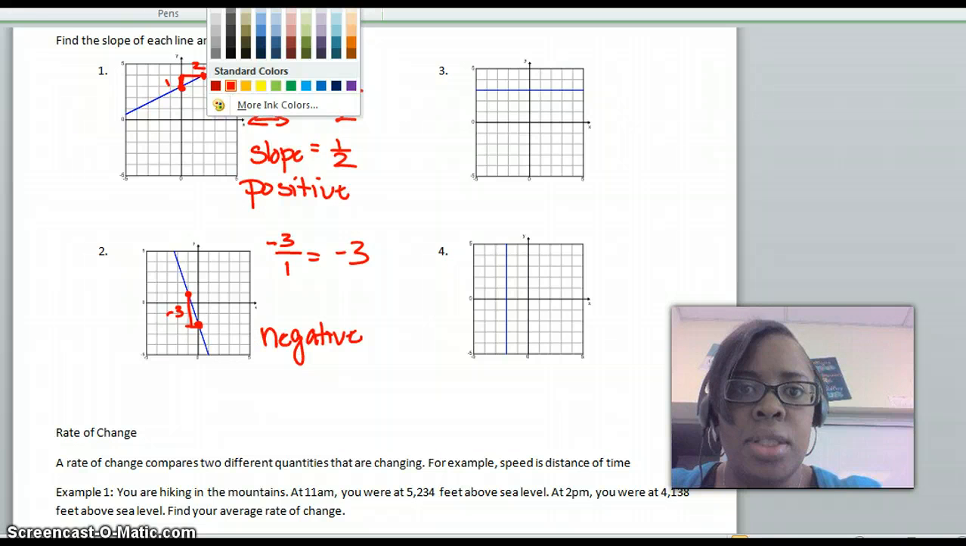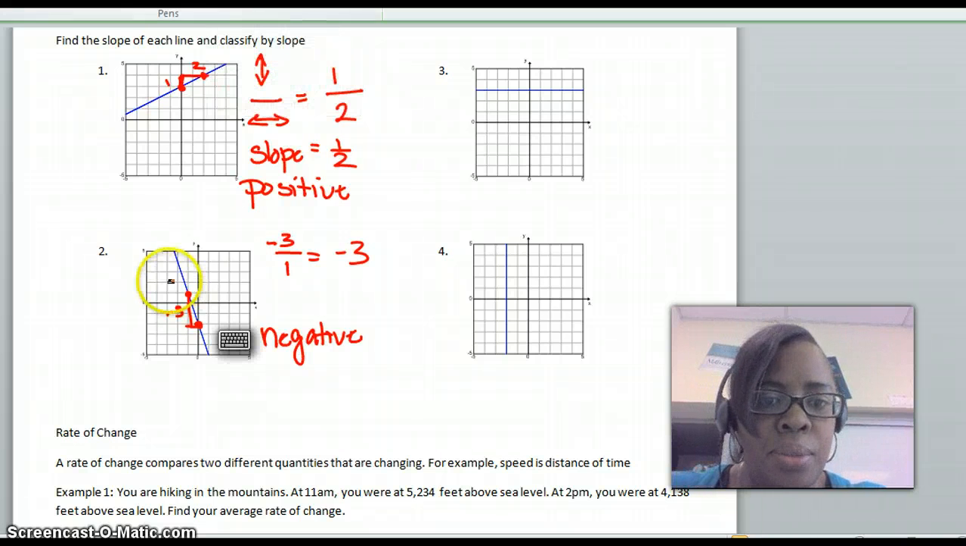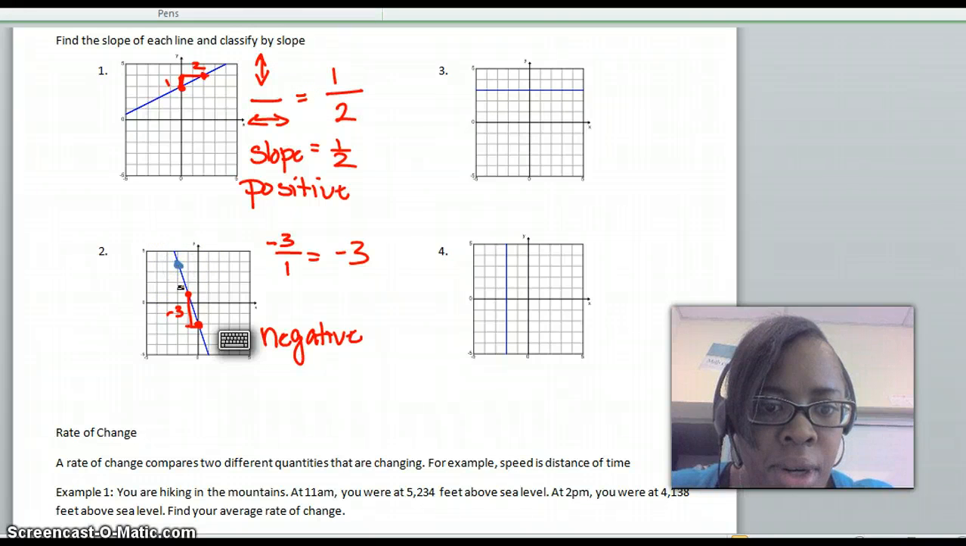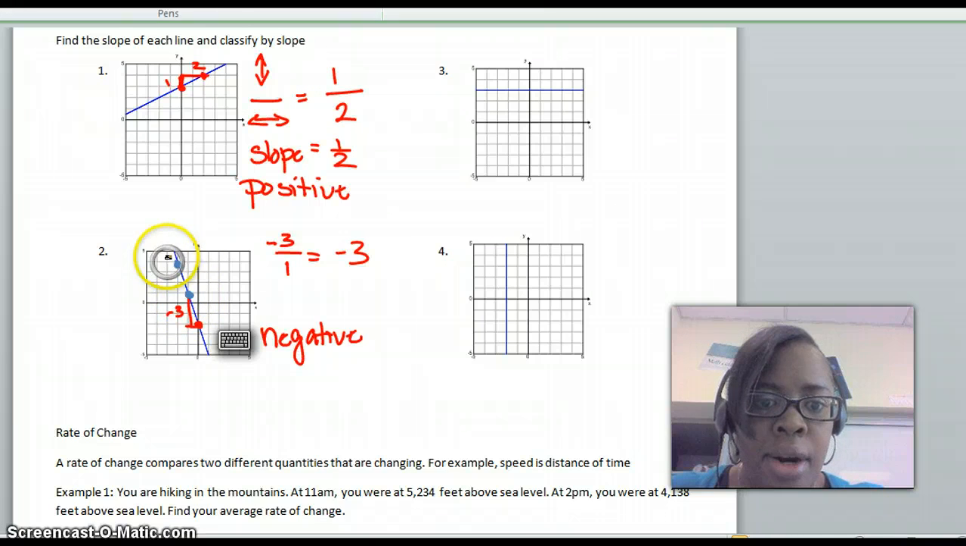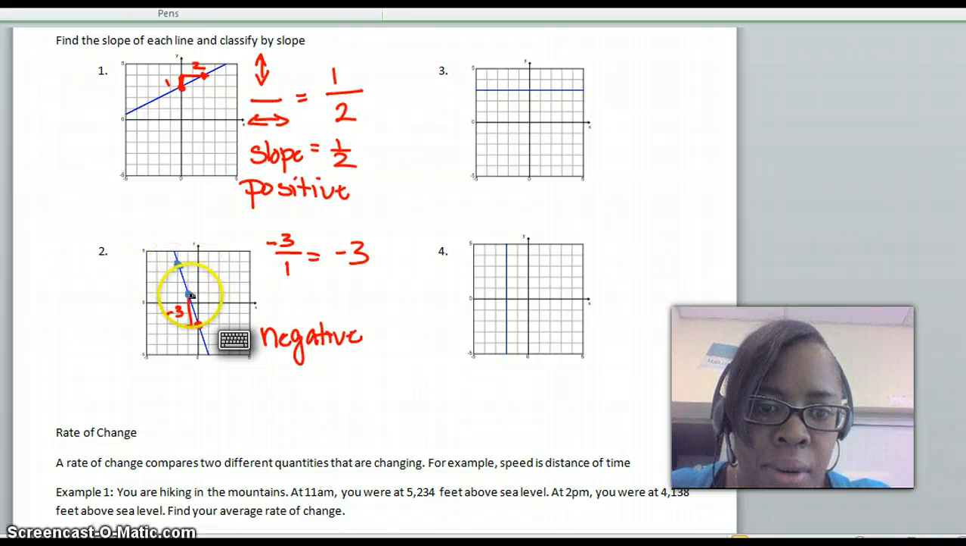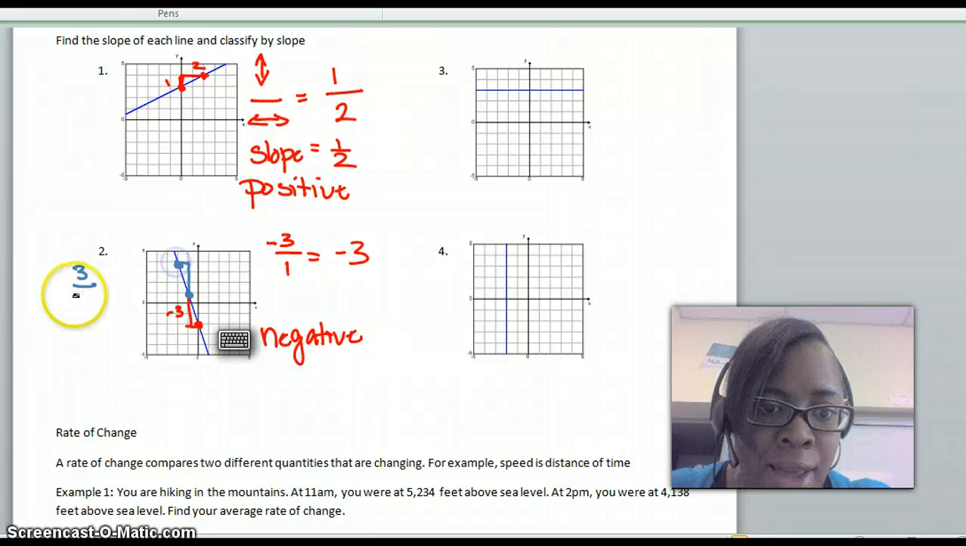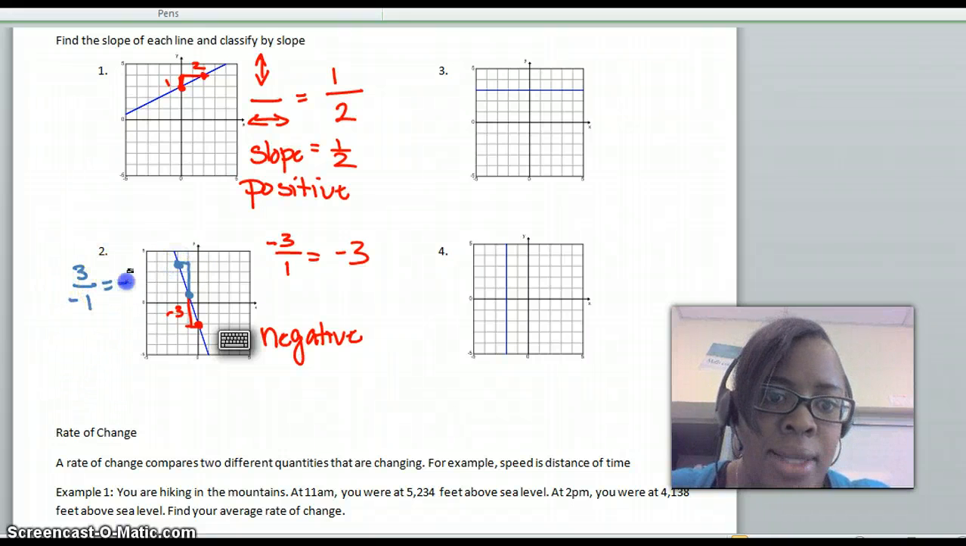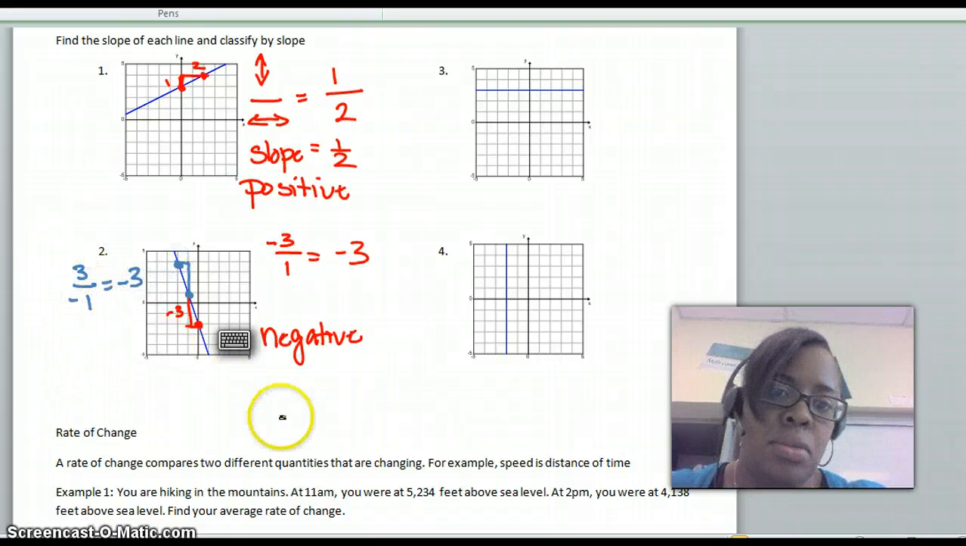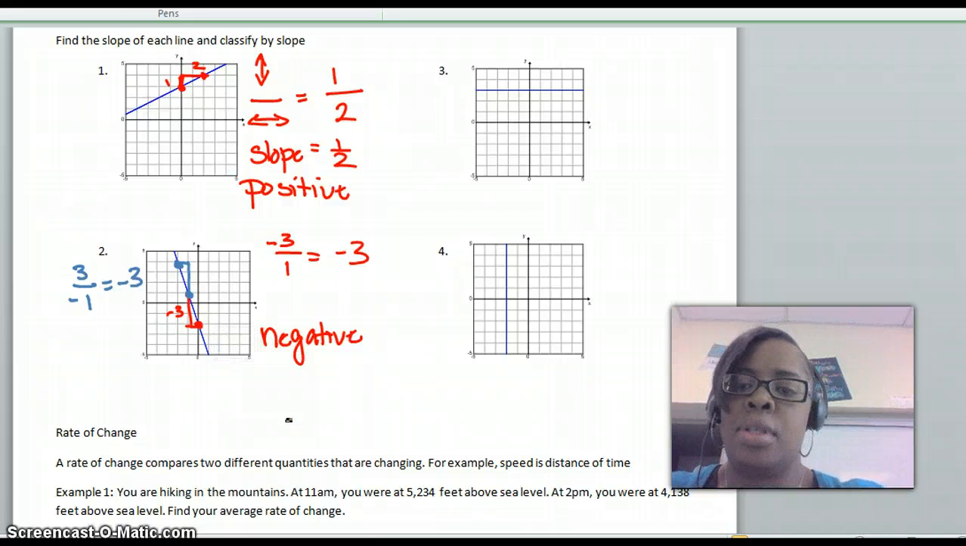But one thing I also want to point out is it doesn't matter which 2 points you choose, nor which direction. So let's say I wanted to go from here to this point instead. Instead of starting from here, I'm going to go here. So I'm going to go up 1, 2, 3, so that's 3. And then I'm going to go left 1, so that's negative 1. I still get negative 3. And it works out pretty much every single time.